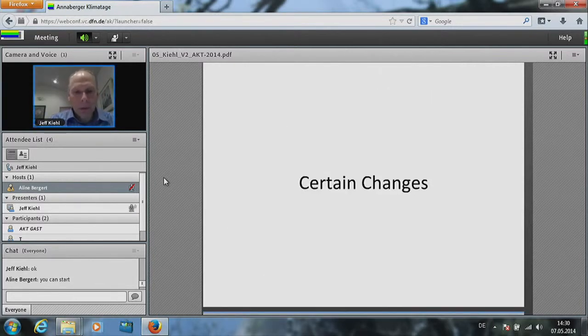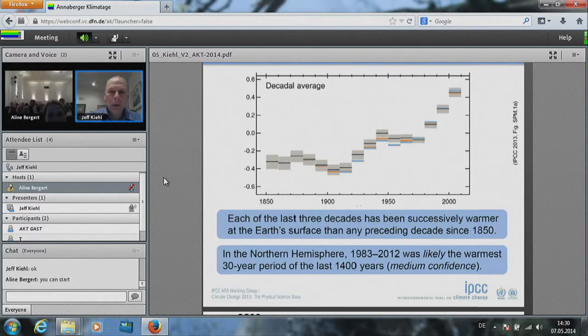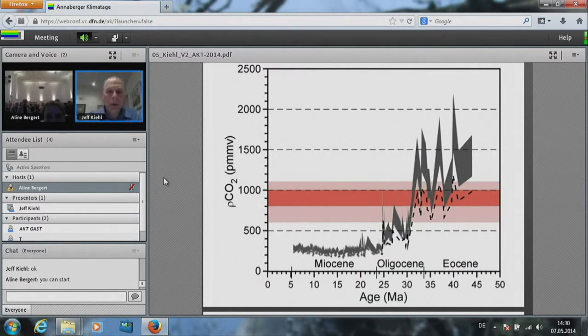So, certain changes. Well, perhaps the most certain change is shown in this figure, which is the observed warming in the end of the 20th century. These bars are decade averages, 10-year averages of the surface temperature around the world. And there's this clear signature of warming and continued warming into the 21st century. We know what drives this, of course. It's the increase in atmospheric carbon dioxide for the most part.